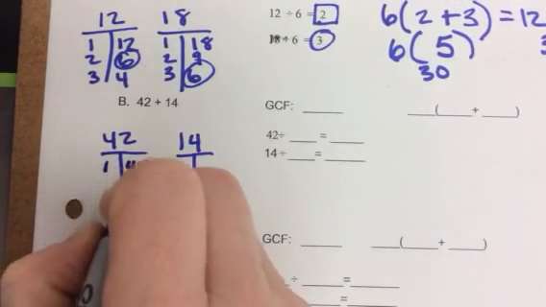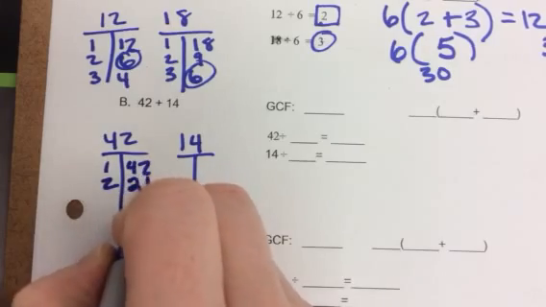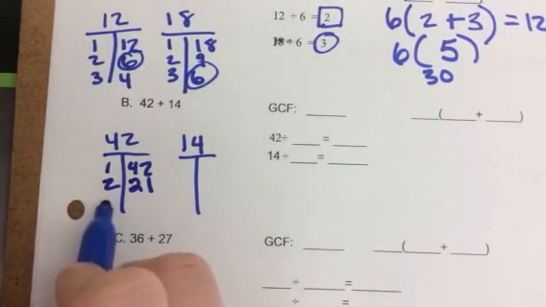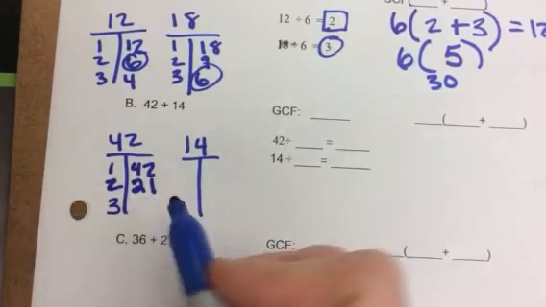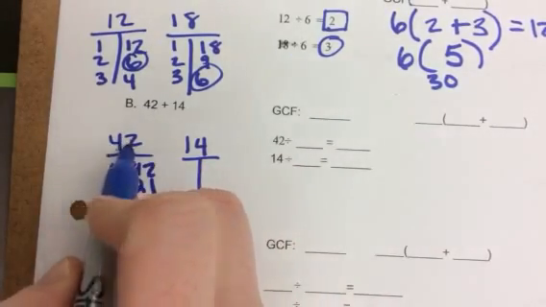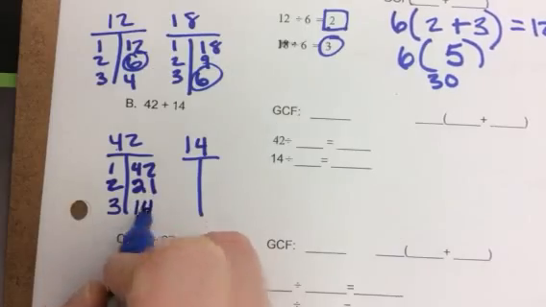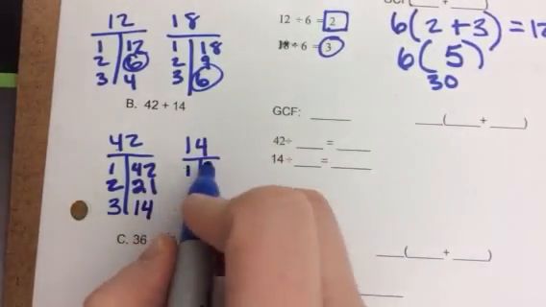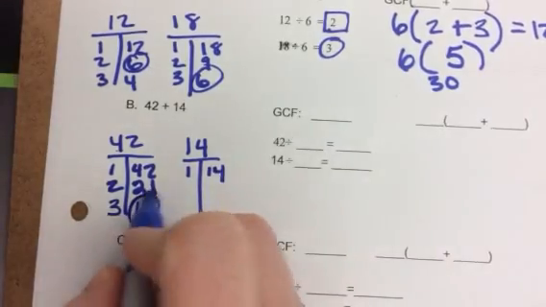1, 42. 42 is even, so it's 2, 21. I know it's divisible by 3 because I see 21 on there, which is divisible by 3. Another reason we know is 4 plus 2 is 6, so it's divisible by 3. And 3 times 14. So you can kind of already see what your greatest common factor would have to be. It would have to be 14.